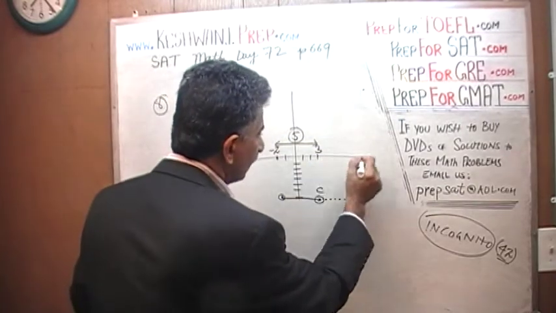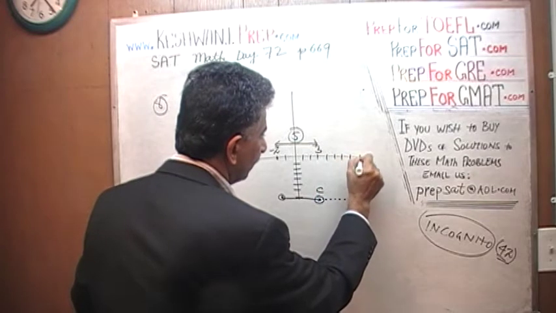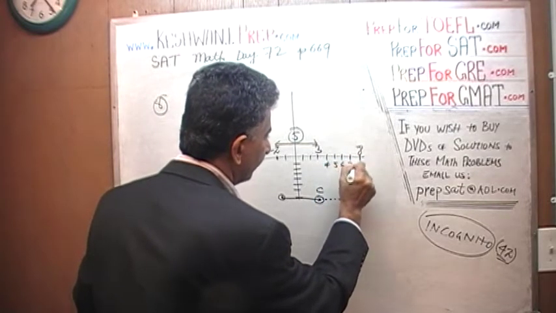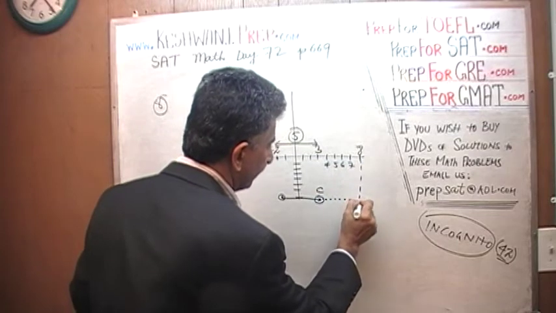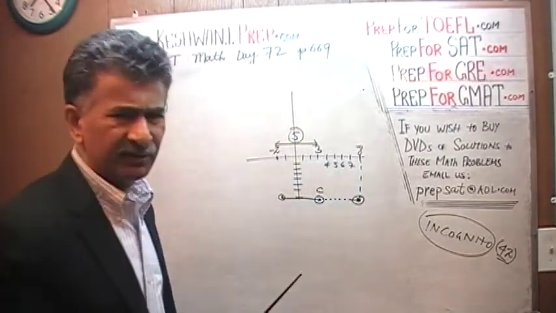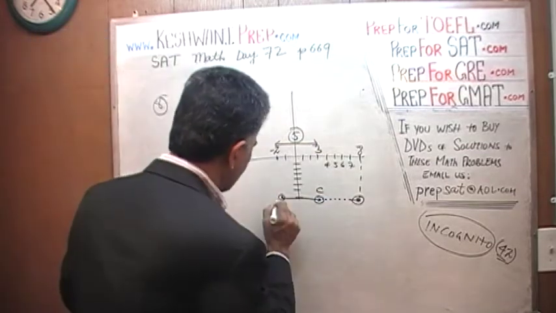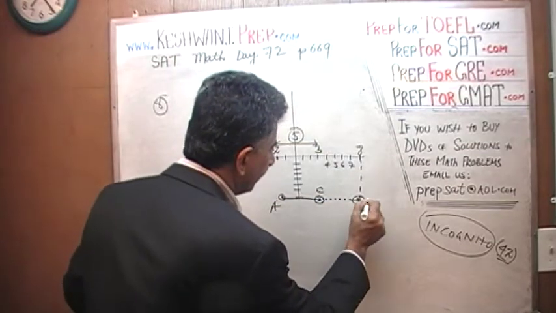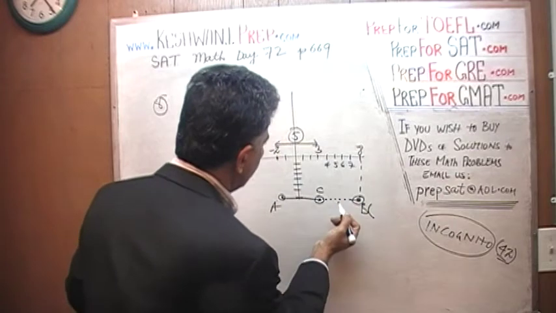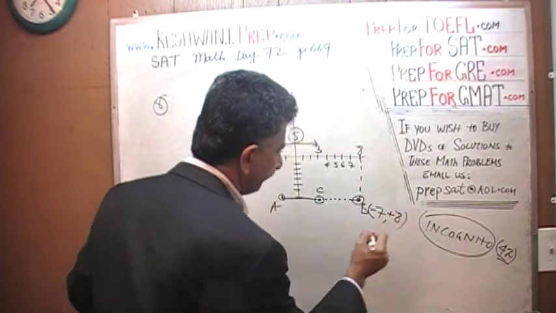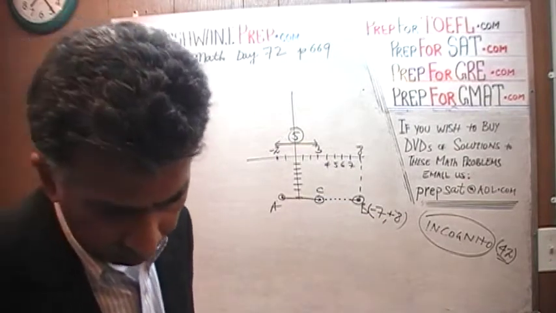So we start at 3, we go 5 units, 1, 2, 3, 4, 5. We're going to end up at 8. 4, 5, 6, 7, and 8, you see? Here's the other end of the diameter. Let's call it A and B. And this one has the coordinates of negative 7 and a positive 8.